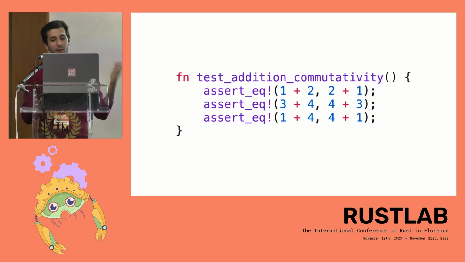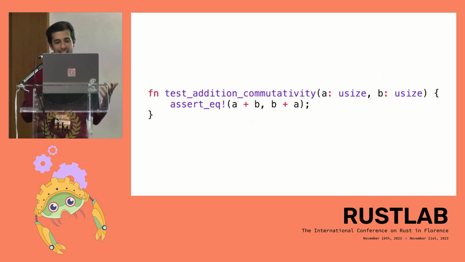So yeah, here we're testing 1 plus 2 is equal to 2 plus 1, 3 plus 4 is equal to 4 plus 3, and so on. And so the idea with property testing is that you can pull those inputs out and just assert about some property that you care about. In this case, we want to say that for all A and B's, adding A to B should be the same as adding B to A.